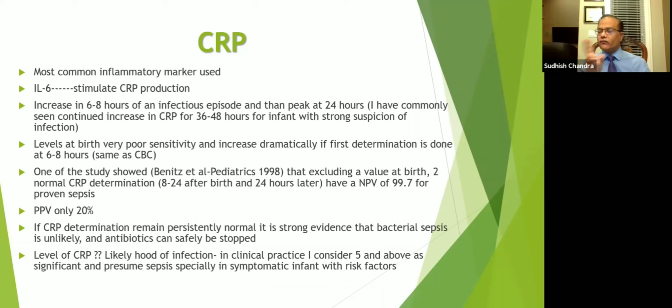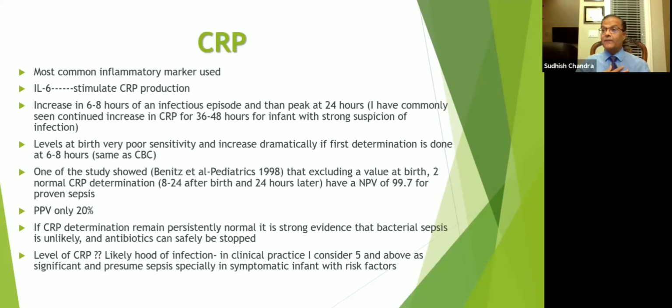So in that study, when they excluded the value at birth, 2 normal CRP determinations, 8 to 24 hours after birth and then 24 hours later, had a negative predictive value of close to 100% for proven sepsis. That means if you have a normal CRP, 2 values around 24 hours apart, starting from 8 to 24 hours, you can be rest assured there is no infection. And if you combine that with a normal CBC, then you can definitely be 100% sure there is no infection. So these are the tests which will help you to rule out sepsis.